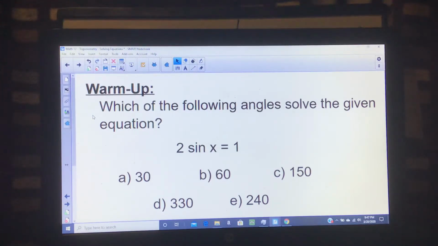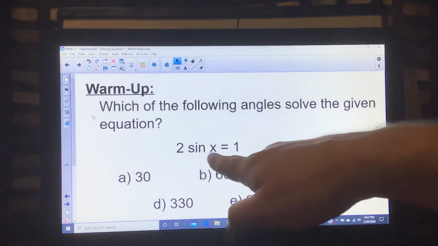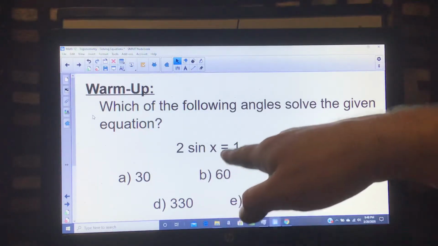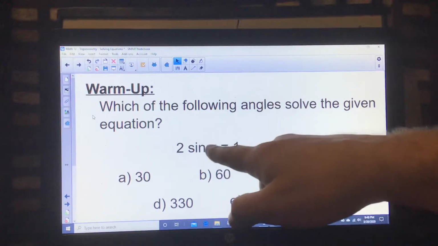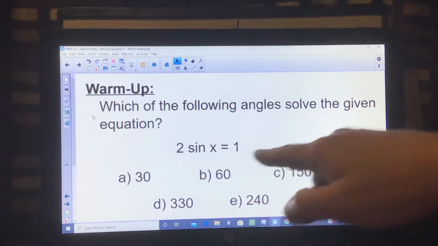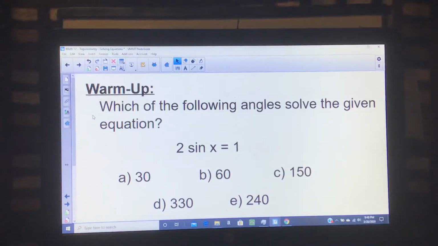So the equation has a trig function in it. The equation is 2 sine x equals 1. And we're basically wondering what angles, and these are all degree measures, what angles could we put in here to solve? So if you want to think about it yourself, you could pause the video, try to see if you know which ones would work. Since you can pause and try it on your own, I'm just going to go on. So if you did try it yourself, there's actually more than one solution to this.